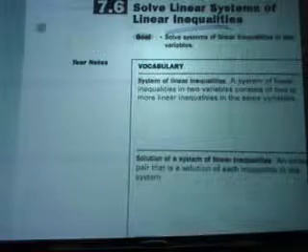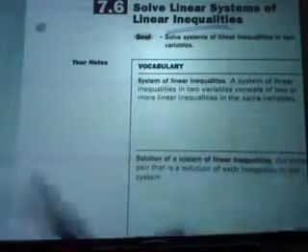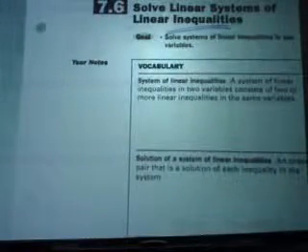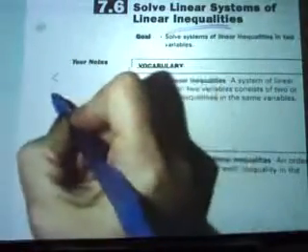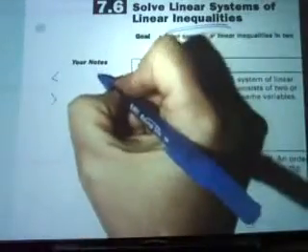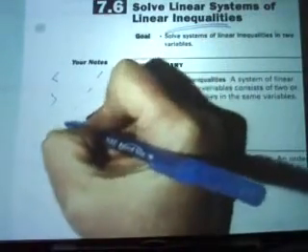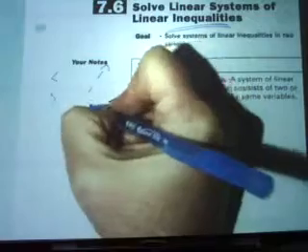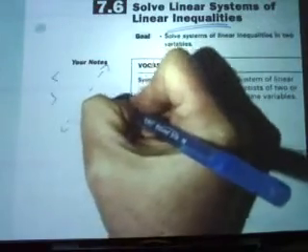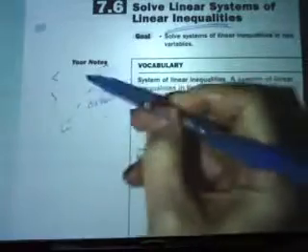That is a linear system. It's almost like an equation, except it doesn't have the equal sign. It's going to have an inequality symbol. What we learned in past lessons is that if you have a less than or greater than sign, remember your line is going to be dashed.